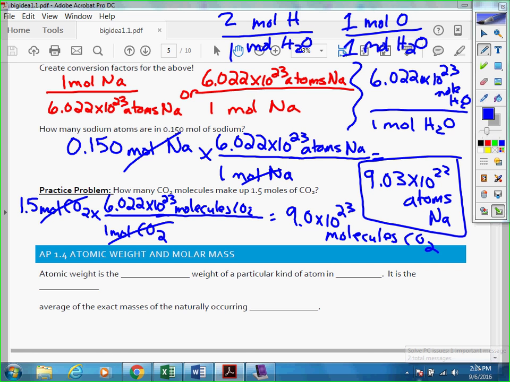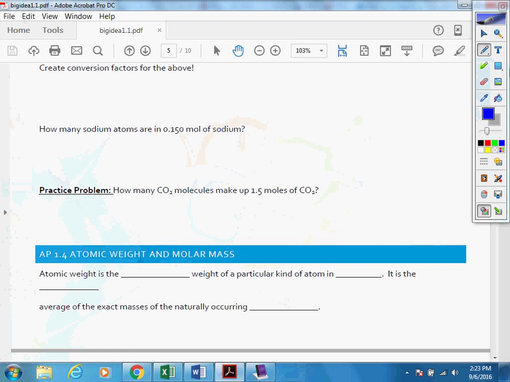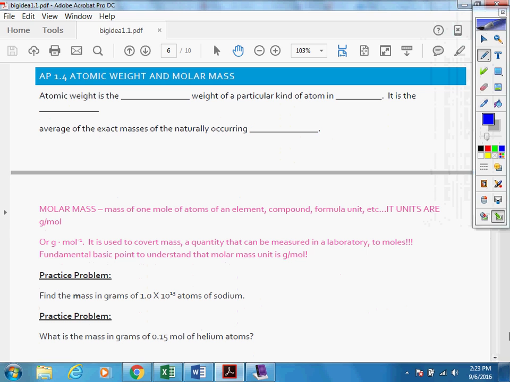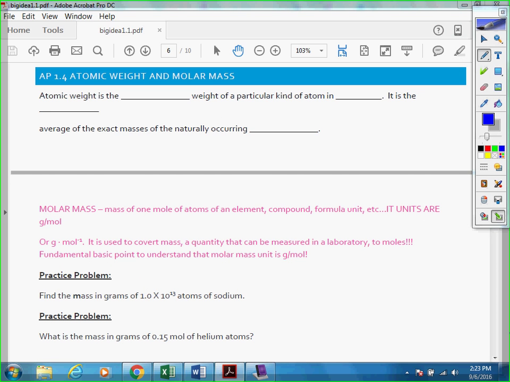Hopefully that's easy. Let's move on to atomic weight and molar mass. I'll leave that up there for a second. Did you get my answer? What did you get? Okay, I'm rolling. All right, here we go. Don't worry, folks. When I think it's something that's challenging, I definitely slow down. So, you know. All right, next.